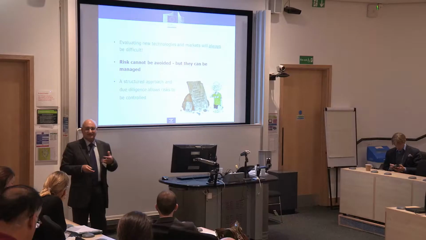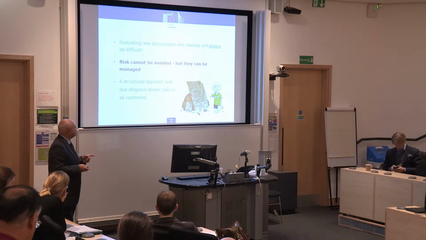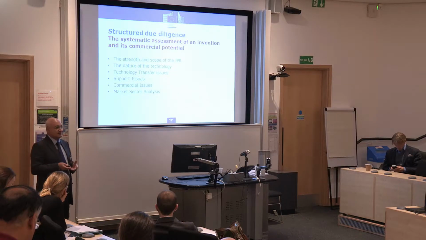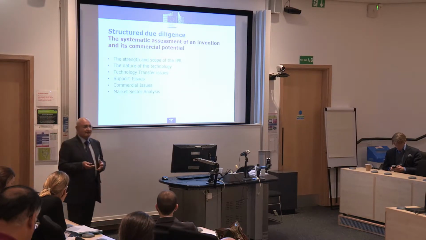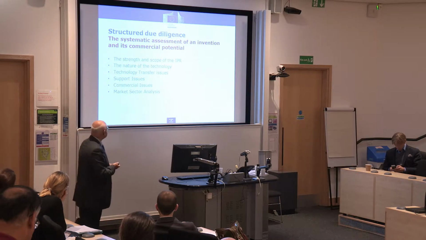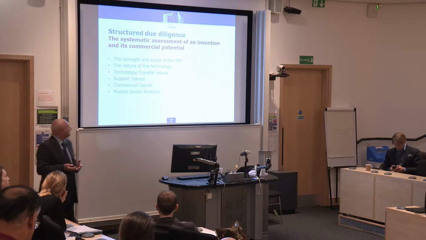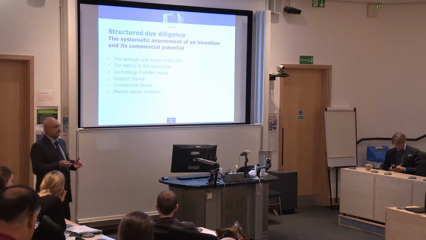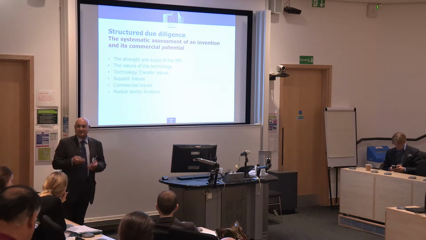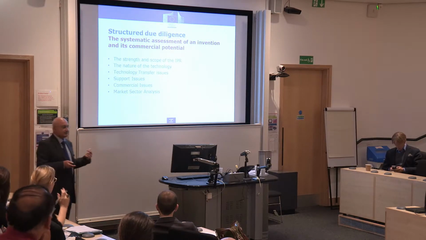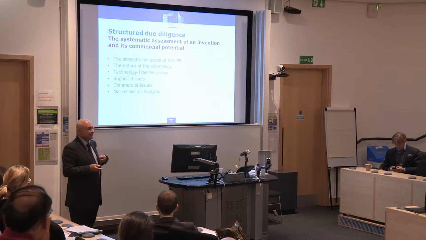So that's the sort of thing that you need to think about. And structured due diligence. So, think about getting a checklist for the systematic assessment. And there are several areas that you need to think about. Obviously, the strength and the scope of the intellectual property, the nature of the technology. Is it fundamental? Is it incremental? Is it groundbreaking? Technology transfer issues, and I'll go through each of these a bit more.